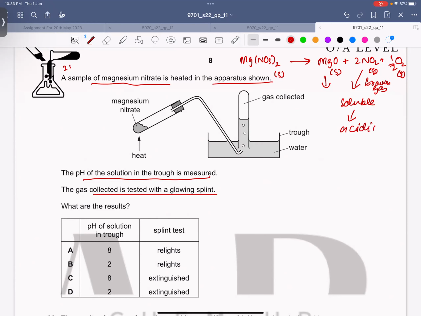Right? So if it's acidic, then the pH of the solution becomes acidic, which makes A, C and D wrong, because these are alkaline pH. And here the gas collected would be oxygen. So if we place a glowing splint over there, it relights. So D goes wrong, and B is our correct answer. Yes, is this clear to everyone?